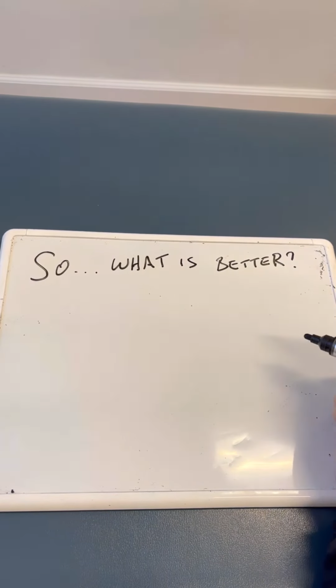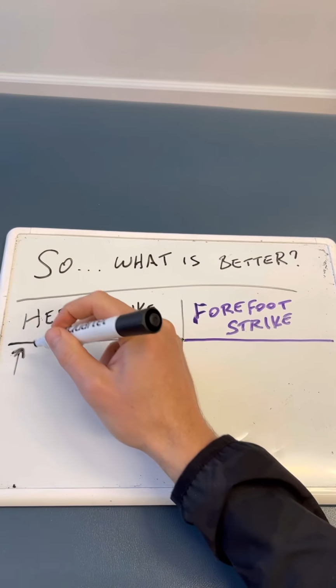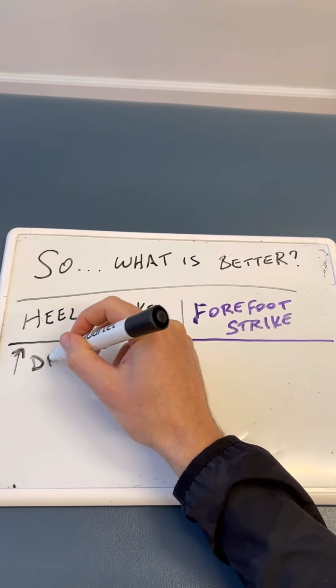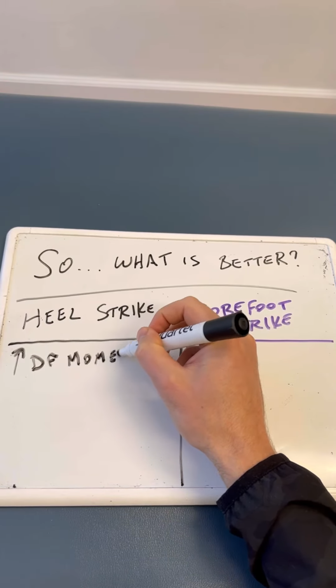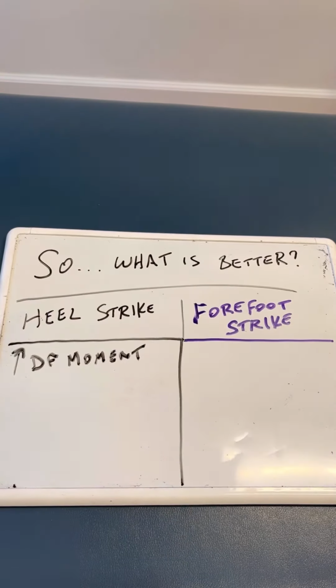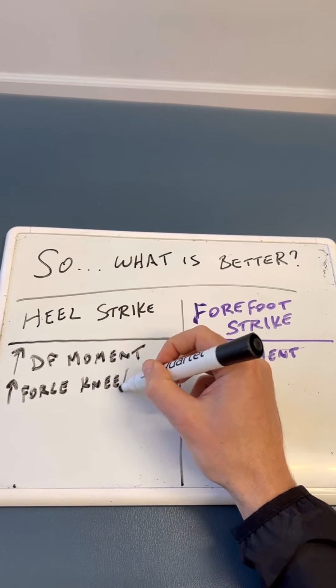This then leads to a highly debated topic of which is better, a heel strike or a forefoot strike. The research is very conflicting in terms of which causes or prevents injuries, but what we'll do here today is talk about the definites. A heel strike promotes a higher dorsiflexion moment, and a forefoot strike promotes a higher plantar flexion moment. These both provide a very different stimulus for the arch, plantar fascia, and lower leg.